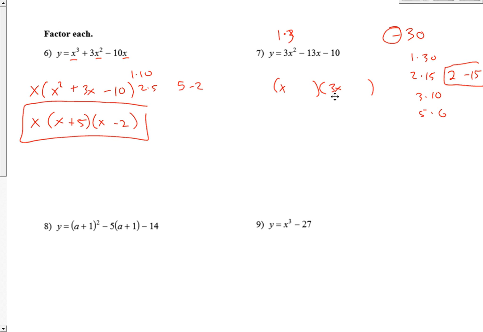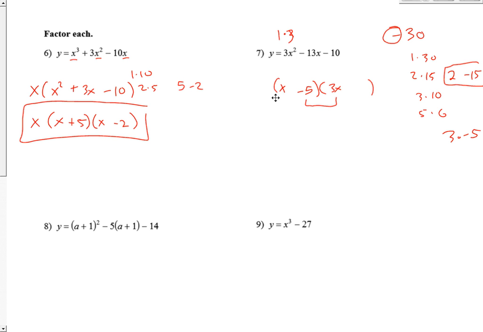Well, if I look at the 3x, 3x is not going to go into 2. I can't multiply anything times 2, at least an integer. I can't multiply anything times 3 to get 2. But I can multiply 3 times negative 5 to get negative 15. And the way I have my parentheses set up here, I've got the 3x on the inside of my parentheses here, and the inner terms match up, so my negative 5 needs to go in that spot right there.